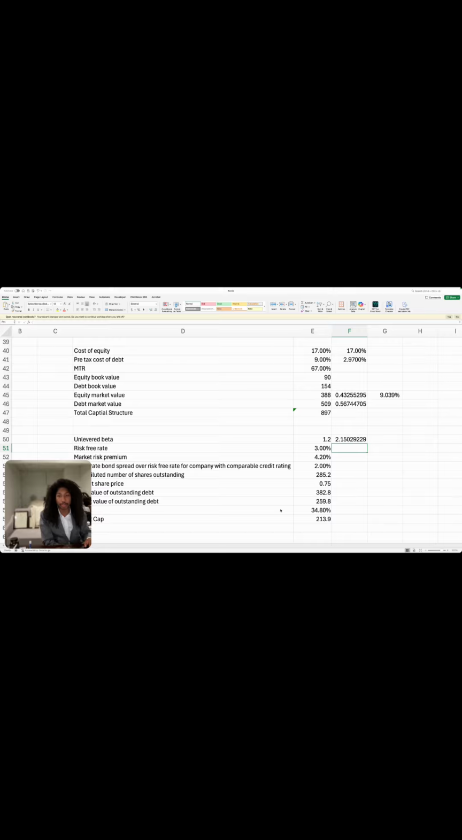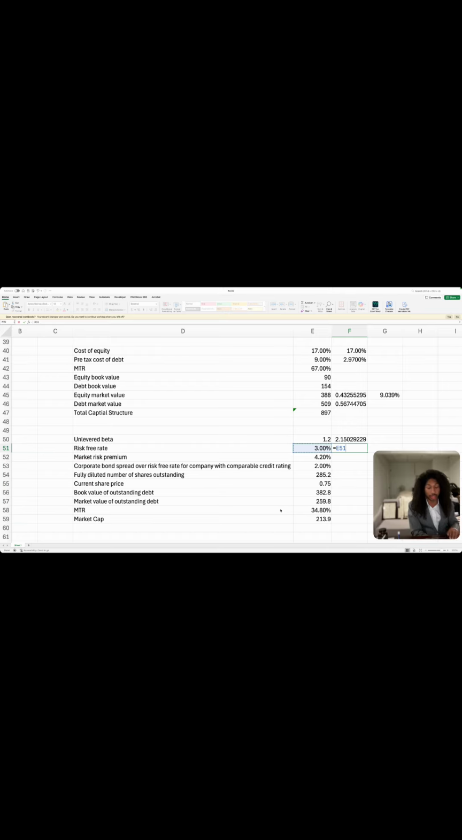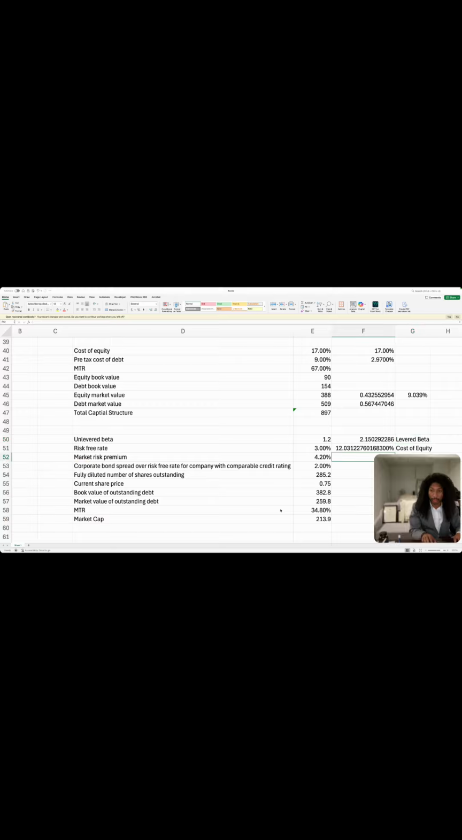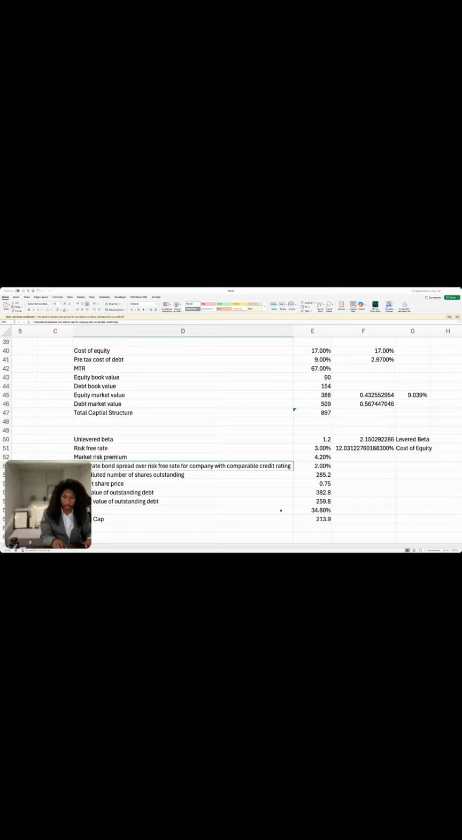Okay. Now let's figure out the cost of equity. The cost of equity is the risk-free rate, which could be like a 10-year treasury bond, plus the market risk premium times beta. And that's the cost of equity. And this is beta. And then it says corporate bond spread over the risk-free rate for a company with comparable credit rating.